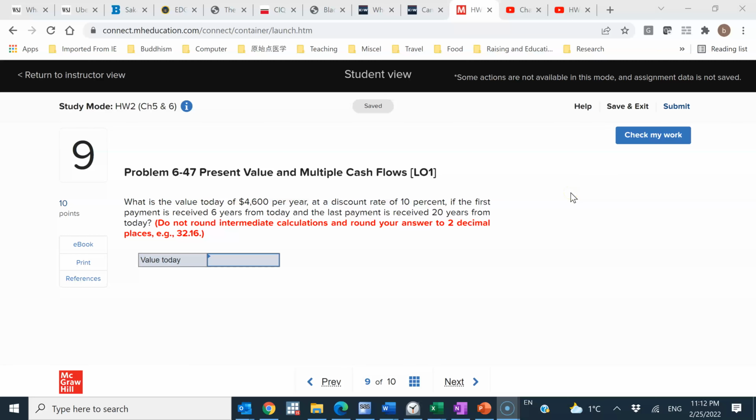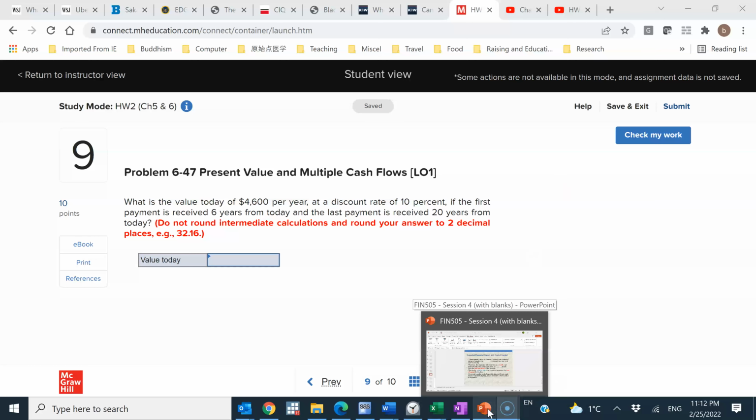This is question number 9 of homework 2 for session 3, problem 6-47. This is a question about calculating the present value of a deferred annuity. By that we mean the first payment will not take place by the end of the year, or by the next period.